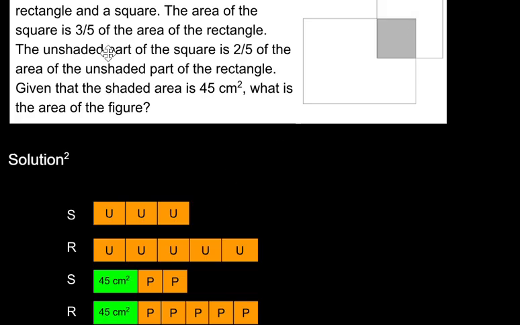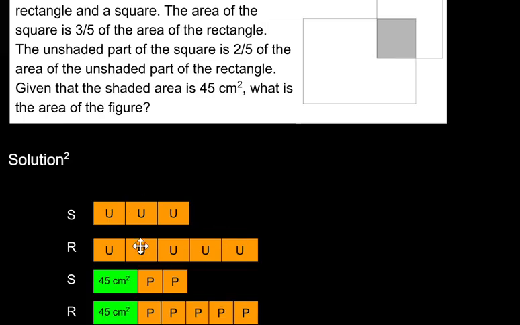Okay, and he said the unshaded part of the square is 2/5 of the unshaded part of the rectangle, which means that if the square is 2/5, 2 units, here must be 5 units. So this part, the square, the size must be the same length as this. So that's why I draw it on the same length, and similarly for the rectangle.